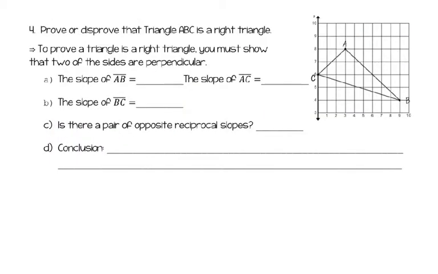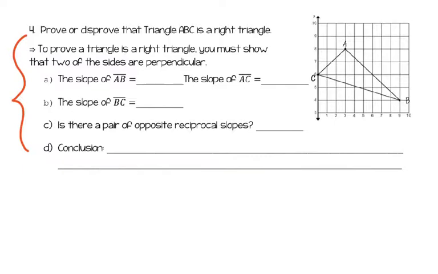Okay, number 4, we're going to go back to triangles. You're going to prove or disprove that triangle ABCD is a right triangle. So to show that it's a right triangle, we have to show that we have a right angle. So we would have to show that these two lines are perpendicular to each other. So I want you to pause the video and try to work your way through this proof right here and see if you can prove or disprove it, and then come back and see how you did.